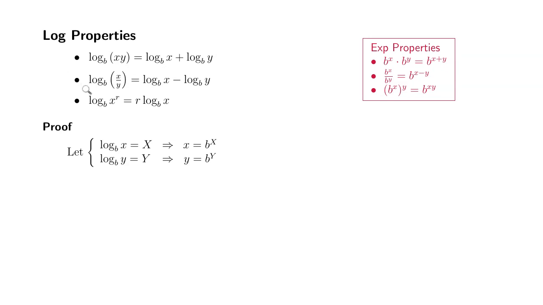Second one, log to the base b of x over y is equal to log to the base b of x minus log to the base b of y. So if you have a division inside, we can write it as subtraction outside.